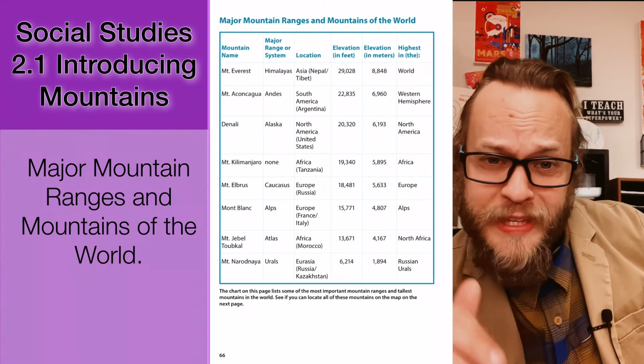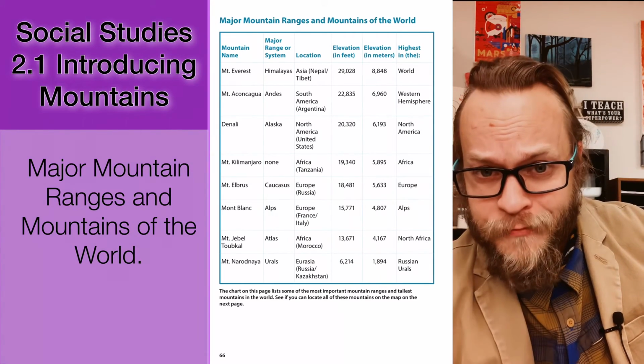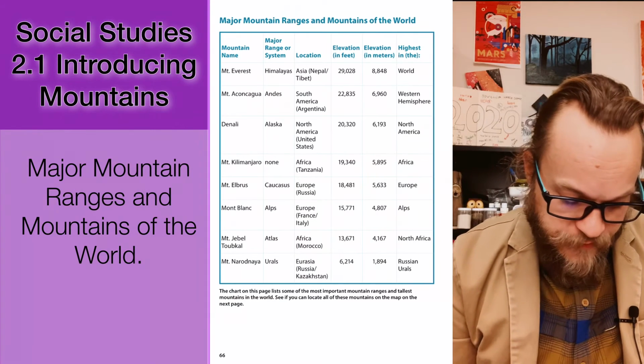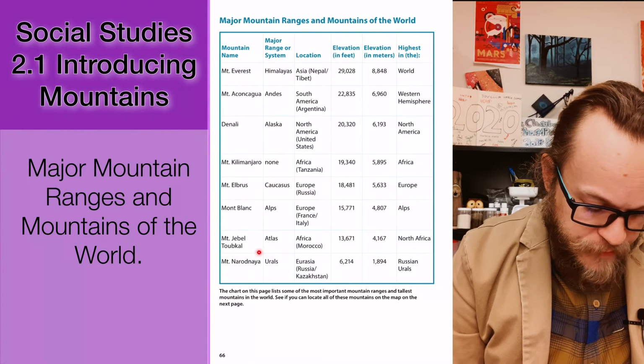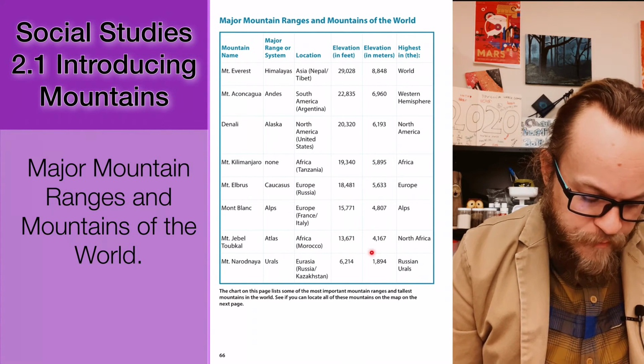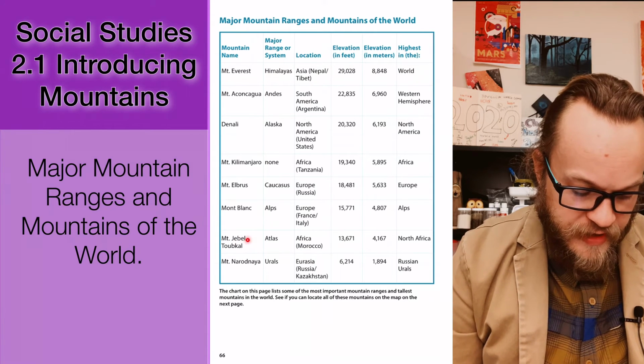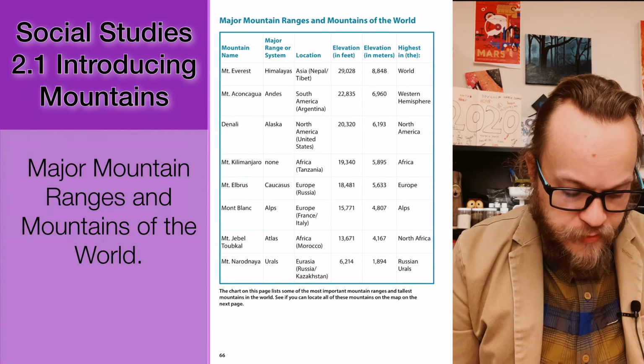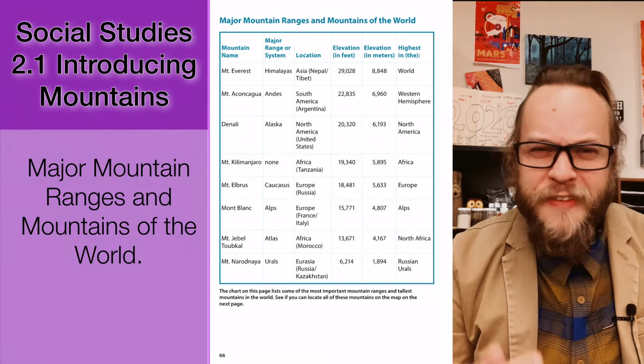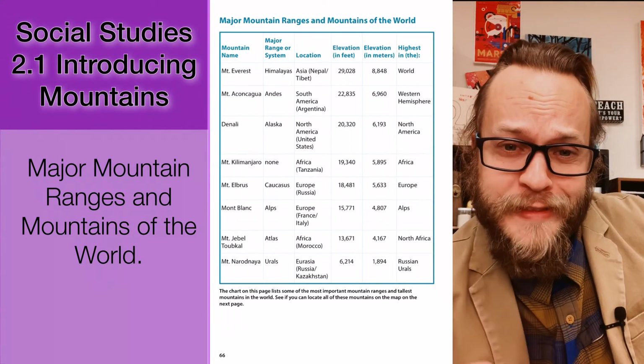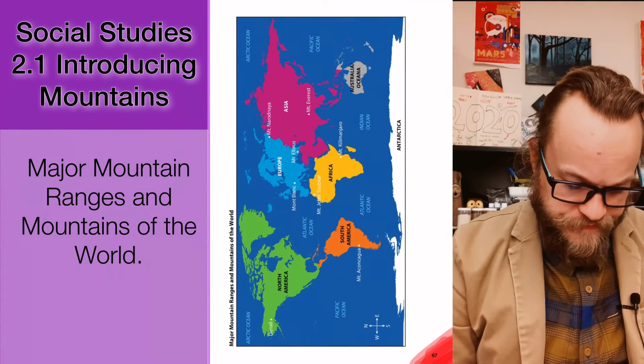The tallest peak in Arizona is Mount Humphreys, located real close to Flagstaff, and that is somewhere between the height of Mount Narodnaya and Mount Jebel Toubkal, with about 12,000 and change for its total height in feet.